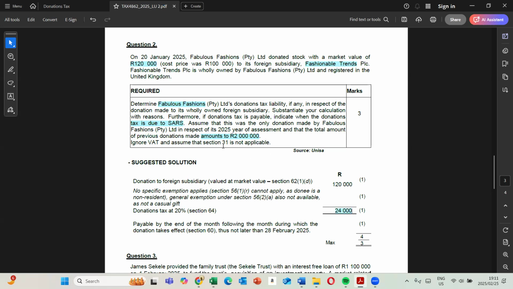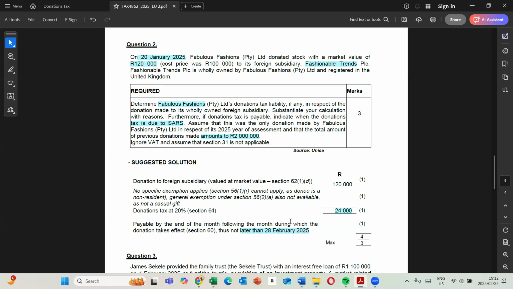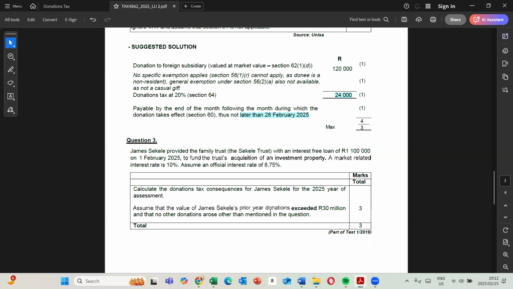Now, they asked you, when is donations tax due in regards to this transaction? Let's look at it. They made a donation on 20 January 2025, which means donations tax is due at the end of the following month. The donations tax is going to be due on 20th February 2025. I don't know if donations tax is sinking in or I'm losing some of you guys. I hope everyone is fine there.